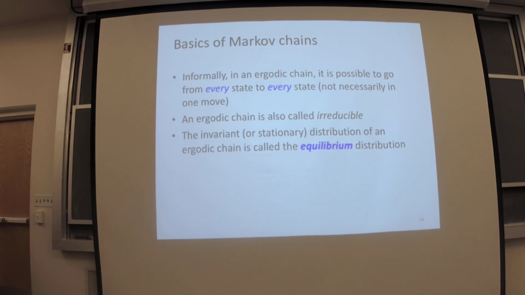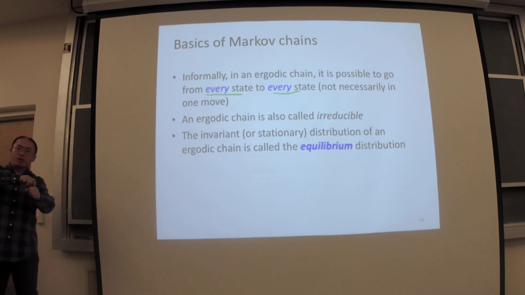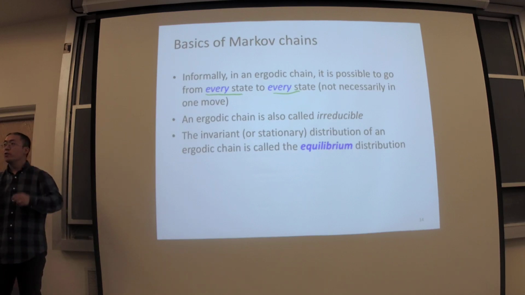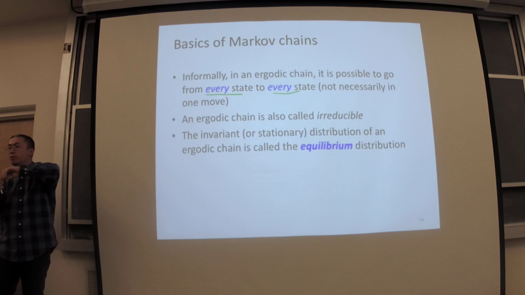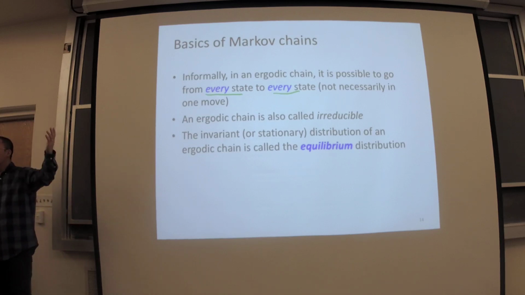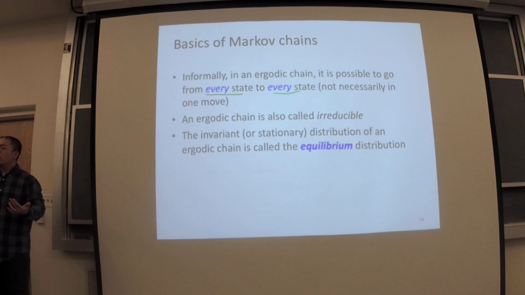I'm not going to introduce the rigorous definition of the ergodic chain, just give you some intuition or conceptual idea of it. Informally, in an ergodic chain, it is possible to go from every state to every state. That means my probability to jump from any state to another state is non-zero. So imagine your random variable can take 100 possible states, or even an infinite number of states. Starting from any state, it can jump to a different state or the same state.